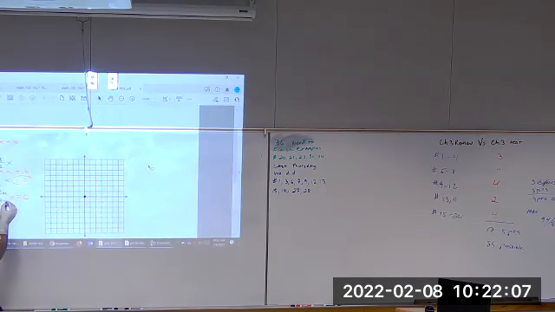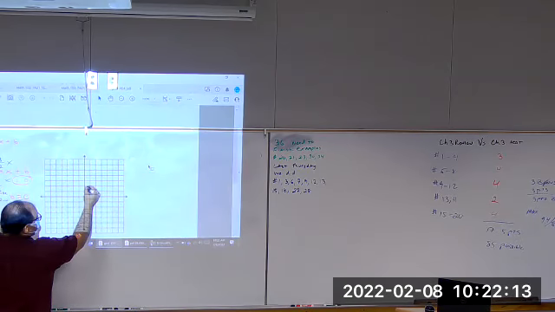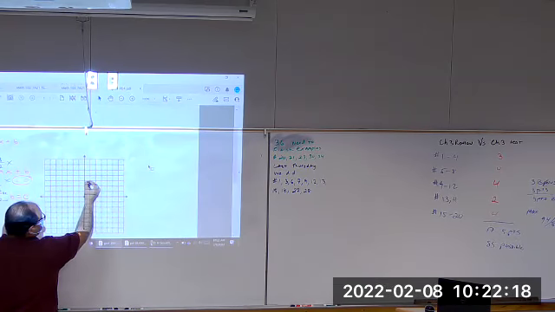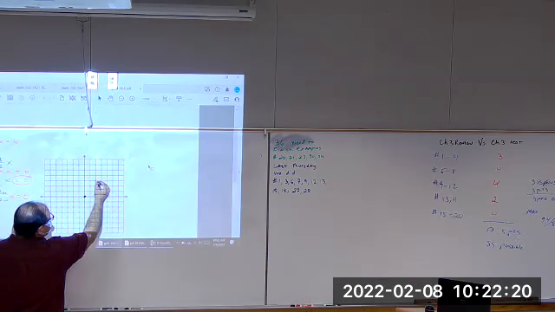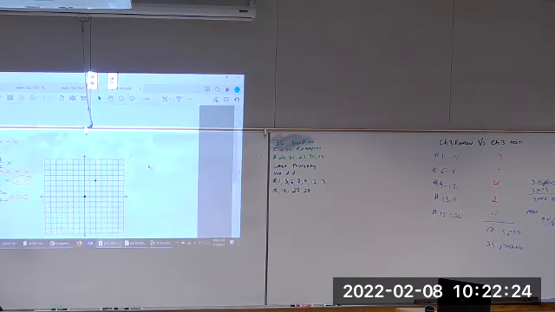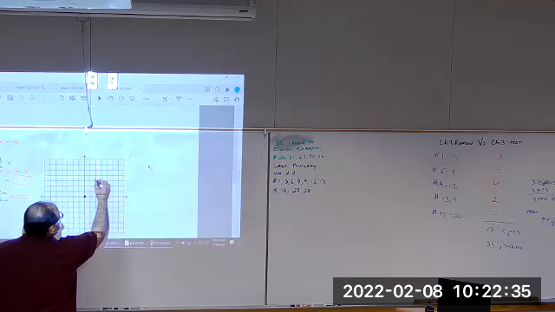And then the run. So we're going to go to the next point. We're going to go up 3. So from here, up 1, 2, 3, and then we go to the right 2. So up 1, 2, 3, and over 1, 2, and that's the next point on the line. Now you need to plot and label at least 2 points. Well, there's my first point. I don't have to worry about labeling the origin. The second point that I plotted, I now need to label.